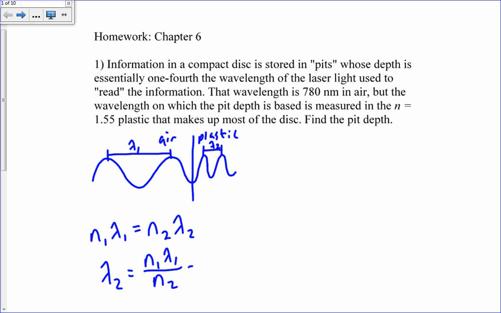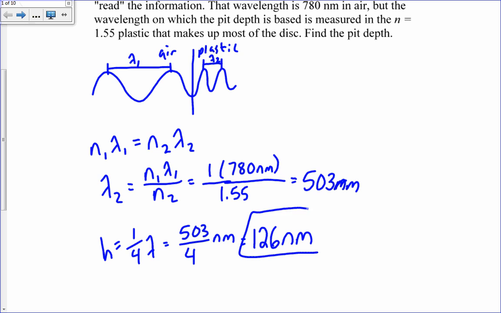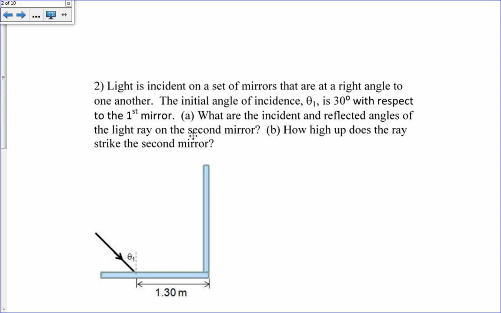Now we can put in some numbers here. n1, that's the index in air, is just 1 times 780 nanometers, that's the wavelength in air, divided by 1.55. So that gives us the wavelength in the plastic, which is 503 nanometers. And now we want to know the height of the pit, or the depth of the pit, and we're told that it's 1/4 of the wavelength. So that's 503 over 4. And that gives me 126 nanometers. That's the answer.